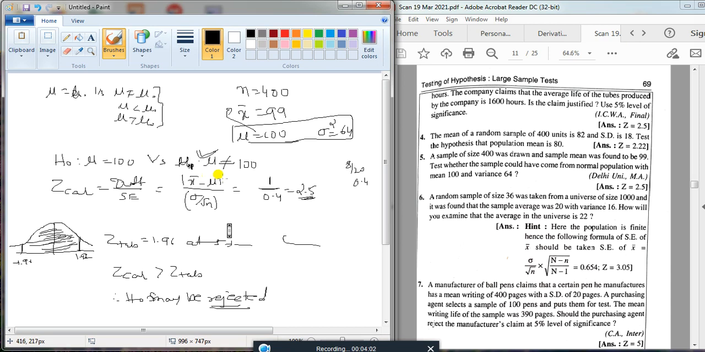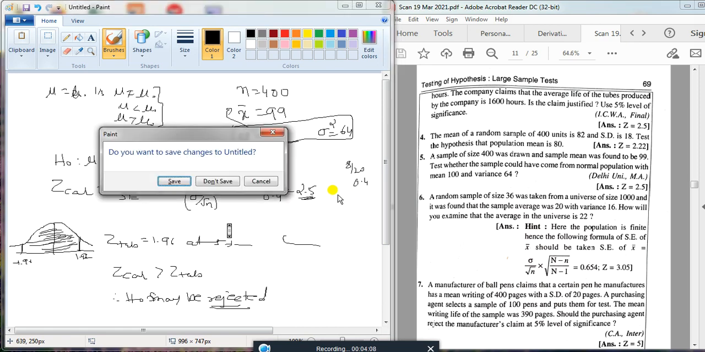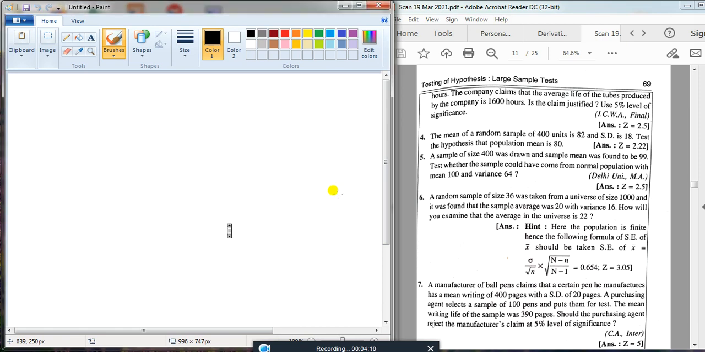So this is the exercise question number 5. I have explained the solution of question number 5. Now let me erase it and move on to the next question. A sample size of 36 was taken from a universe of size 1000. Now here we are having capital N. From the capital N we are selecting small n.